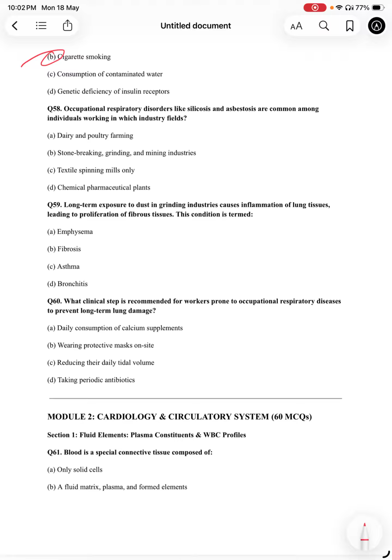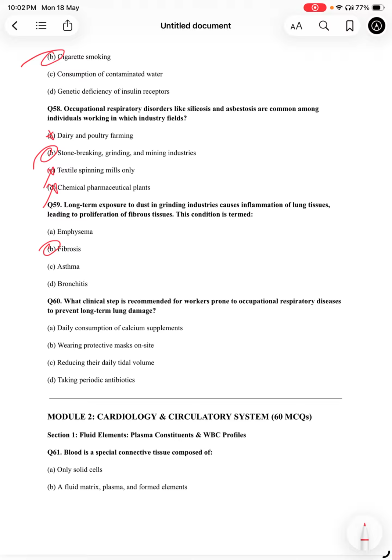Occupational disorders like silicosis and asbestosis are common among individuals working in which industry? Dairy and poultry? No. Stone breaking, grinding, and mining. Correct. Textile spinning? No. Chemical? No. Long exposure to dust and grinding causes inflammation of lung tissues, leading to proliferation of fibrous tissue. This is known as fibrosis.